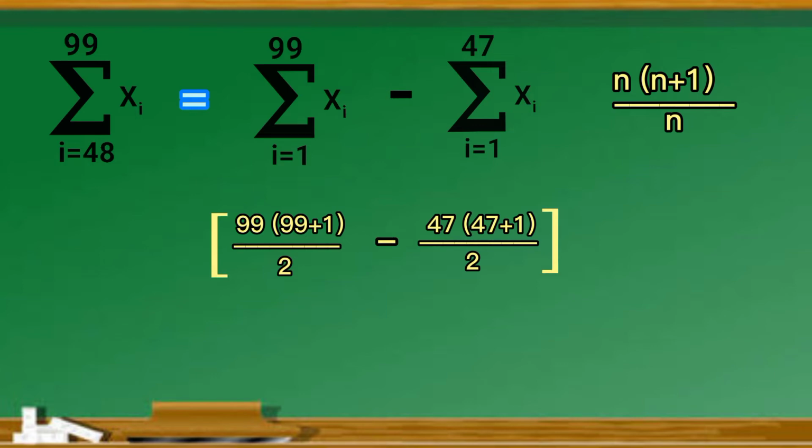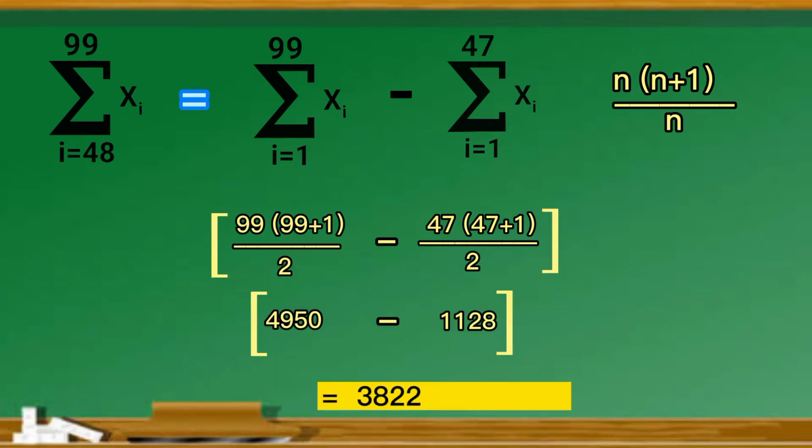So 99 times 99 plus 1 all over 2, it gives us answer which is 4,950. Next, we have 47 times 47 plus 1 all over 2. It gives us answer which is 1,128. 4,950 minus 1,128, we get 3,822. So ito class ang ating final answer. Ibig sabihin, summation of x that is from 48 to 99 is equal to 3,822.